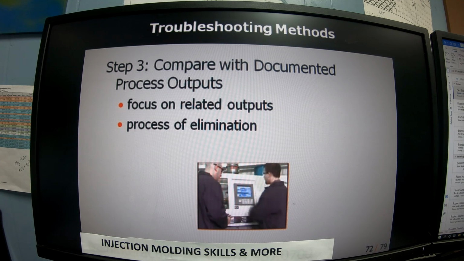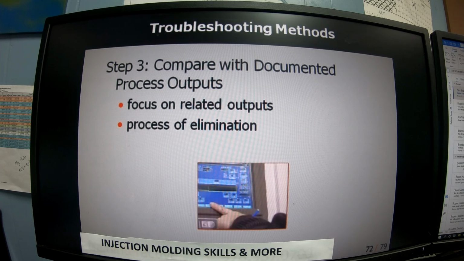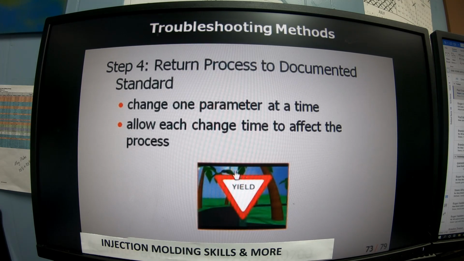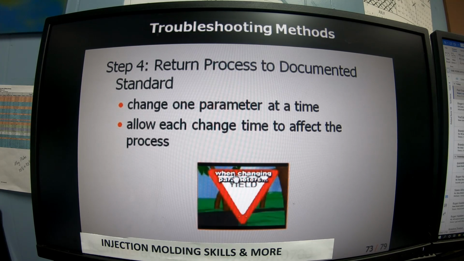Compare the current process with the documented process. Without proper documentation, troubleshooting can only guess what has changed. Make the changes necessary to correct the defect and return the process back to the standard.